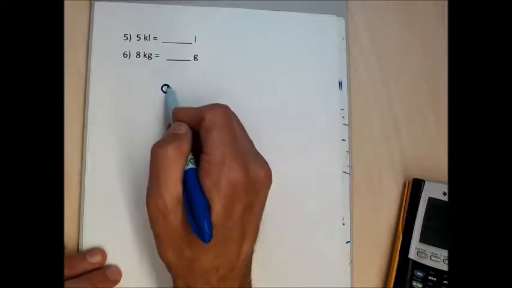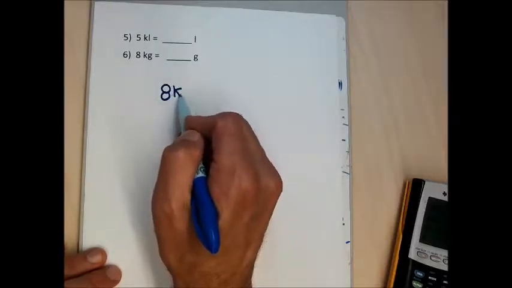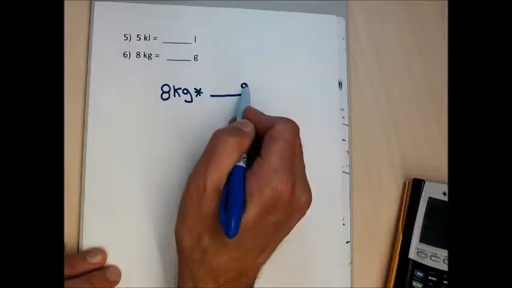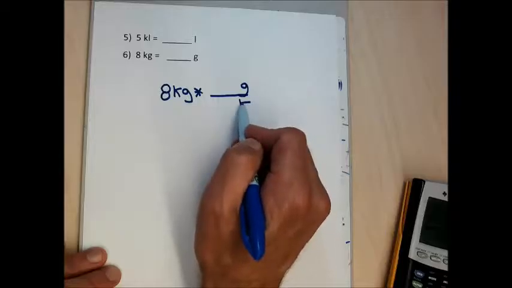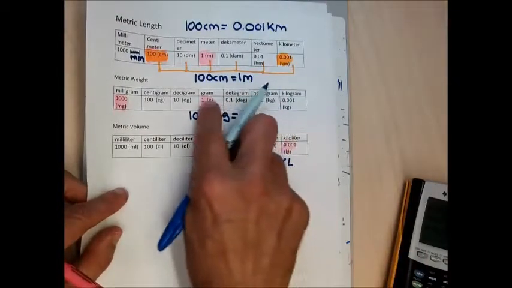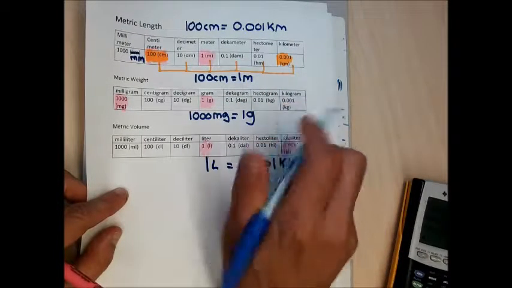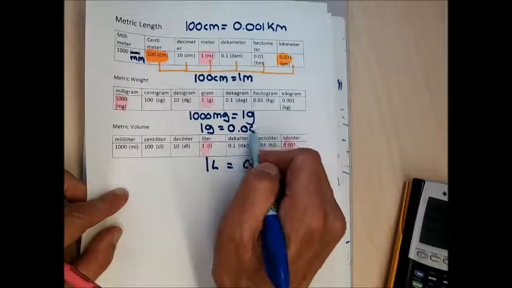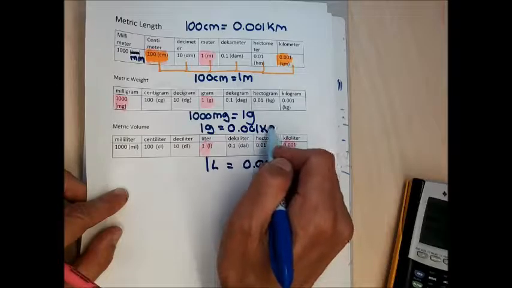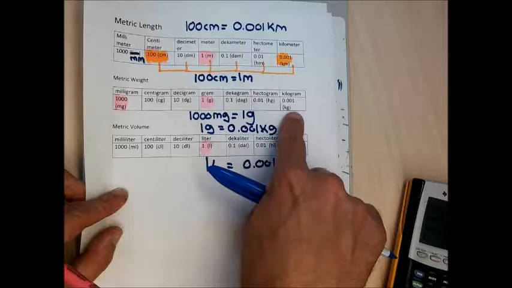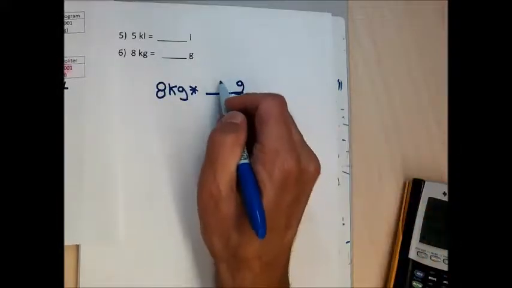I'm going to start off doing number 6 by making a fraction. In the numerator, it has the units I want to end up with. I want to end up with grams. In the denominator is the units I want to get rid of. I want to get rid of kilograms. And I'm going to use the fact that 1 gram is 0.001 kilograms, because every one of these numbers are all equal to each other. So 1 gram is 0.001 kilograms.